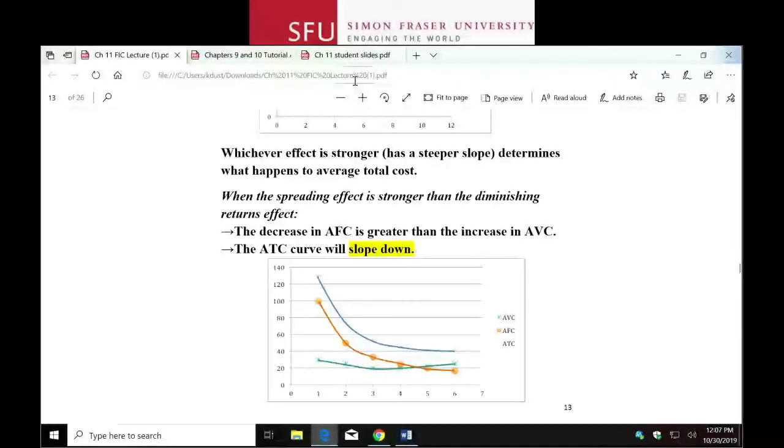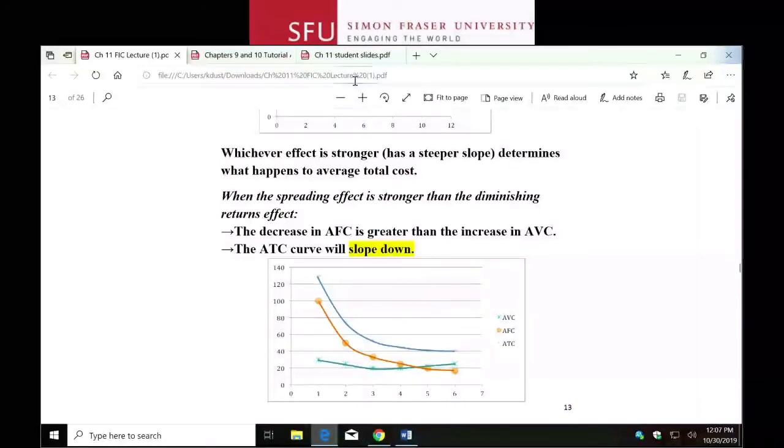Okay, so on one hand, you have declining average fixed costs, which is great, but then you've got increasing average variable costs. As long as the declining average fixed cost more than makes up for the rising average variable cost, then your average total cost will go down, right? So sloping down. So that's when the spreading effect is more significant than the diminishing returns effect.